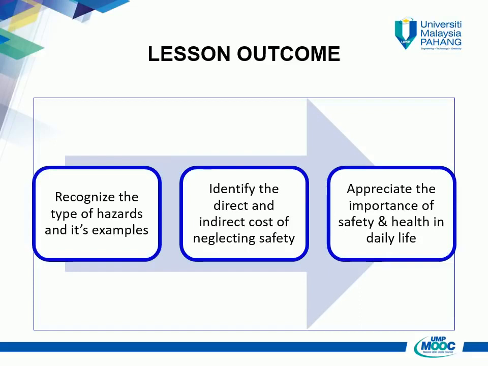At the end of this lesson, you should be able to achieve the following objectives. Objective number 1, recognize the type of hazards and its examples. Objective number 2, identify the direct and indirect cost of neglecting safety. And objective number 3, appreciate the importance of safety and health in daily lives.